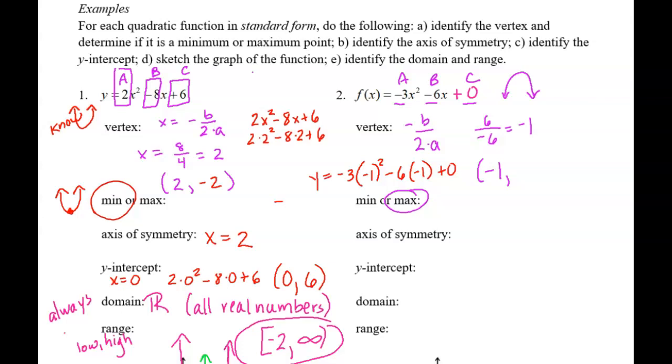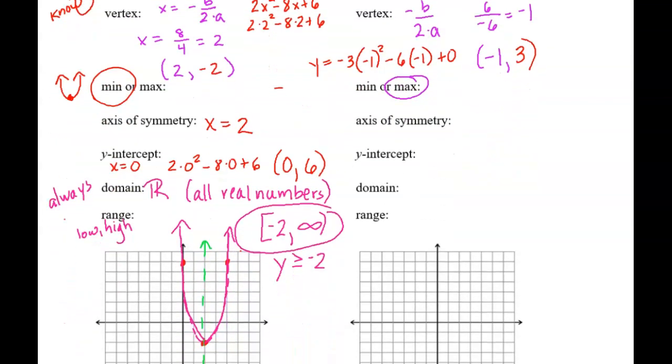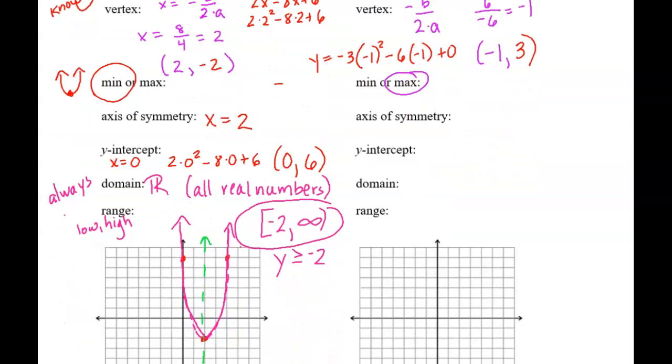So we get -3 + 6 is 3. Make sure you type that in and that you get that same answer. Okay, so I'll give you a couple seconds just to check. Okay, so if I plot -1, +3, we go to the left one and we go up 3, and that's going to be our highest point.